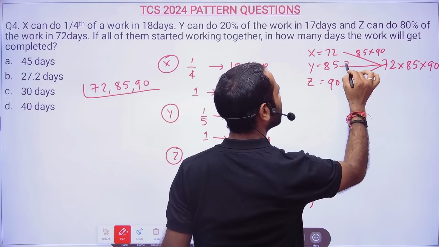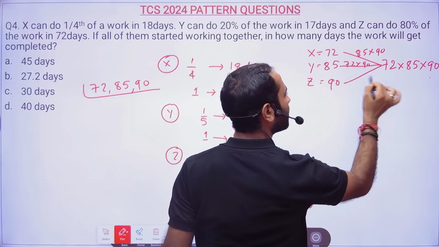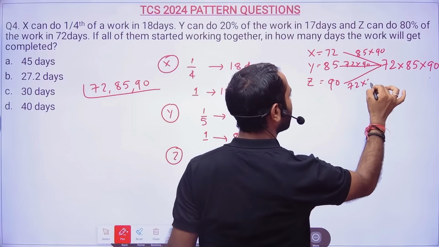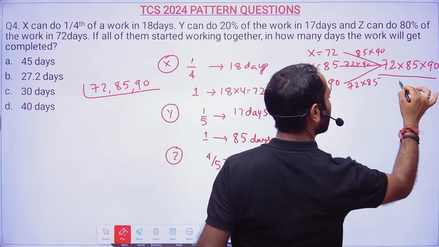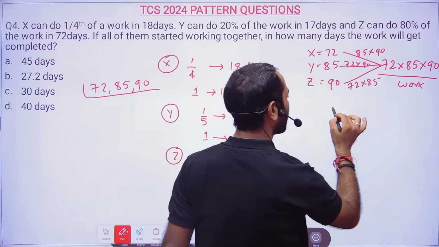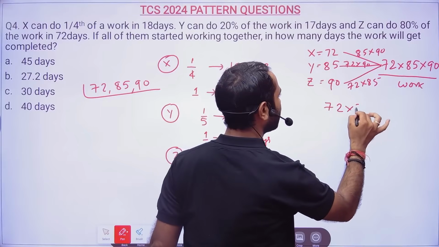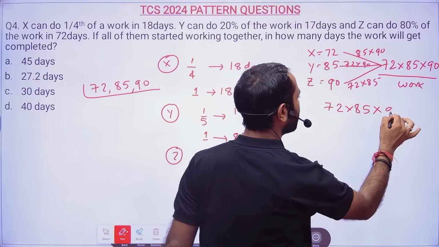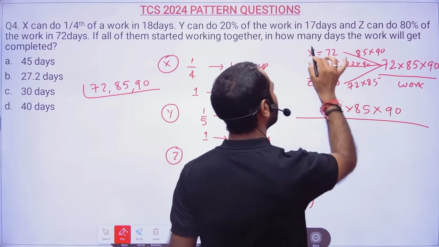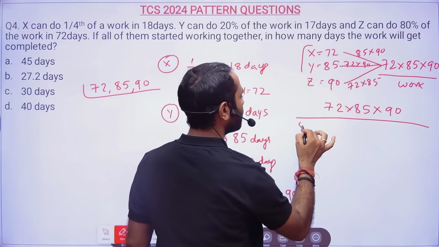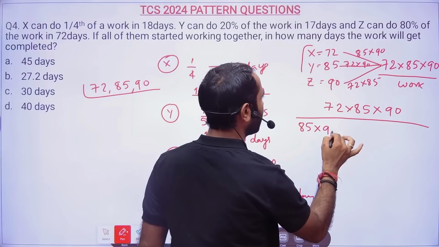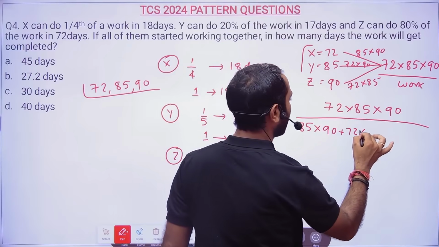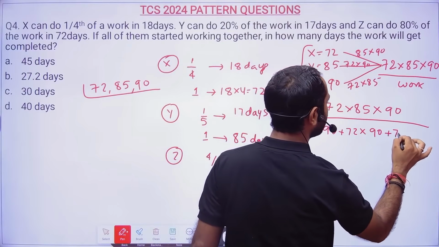Now if you divide this 72 into 90, and now if you divide this 72 into 85. Once you take the LCM, that becomes your work. So what is your work? Sir, my work is 72 into 85 into 90. And what is the efficiency? Who is going to do it? These people are going to do it. So their efficiency will be 85 into 90 plus 72 into 90 plus 72 into 85.